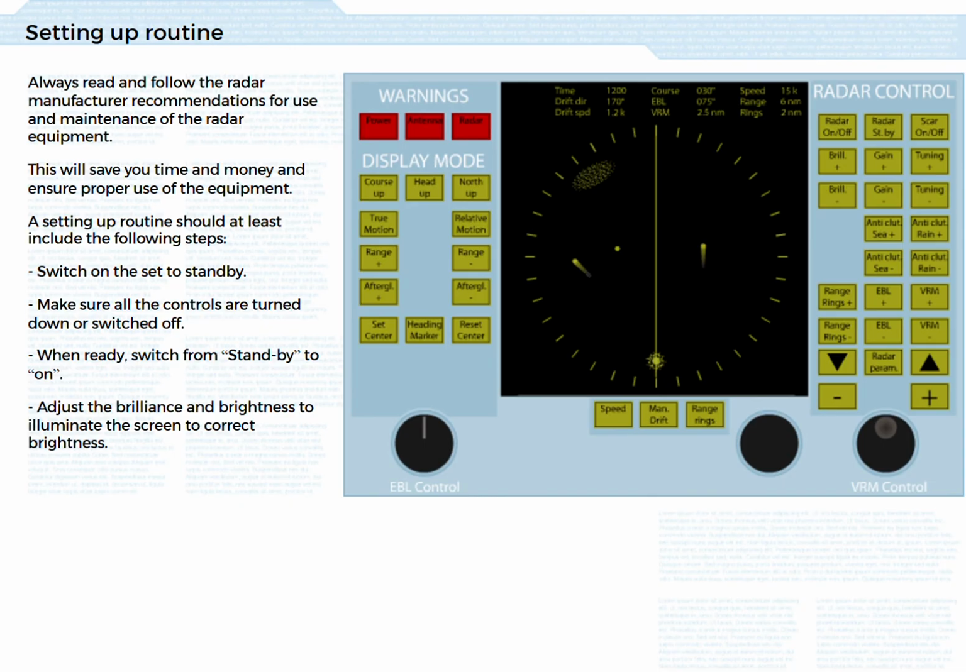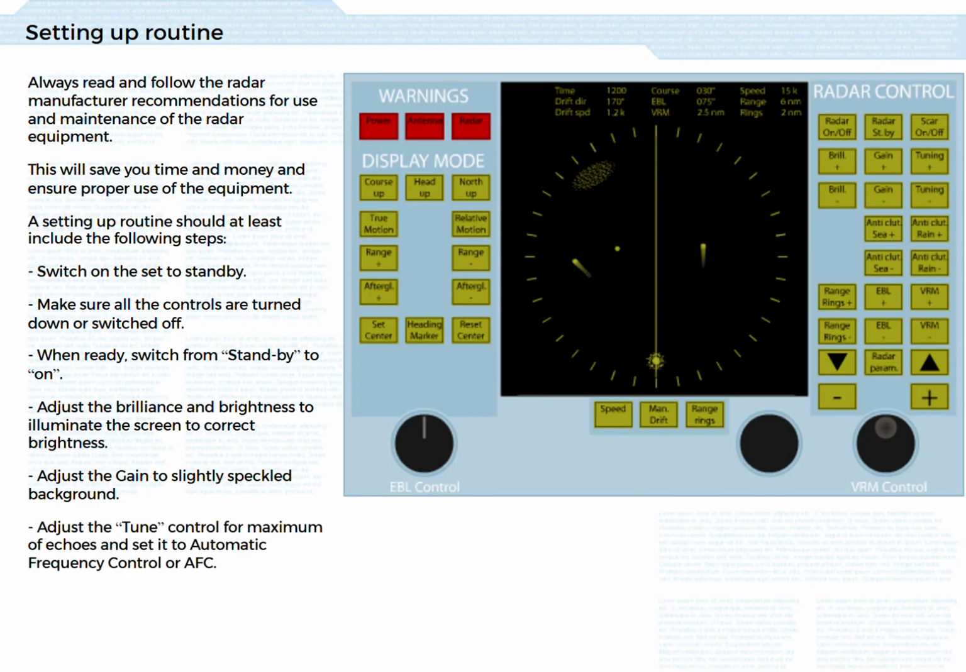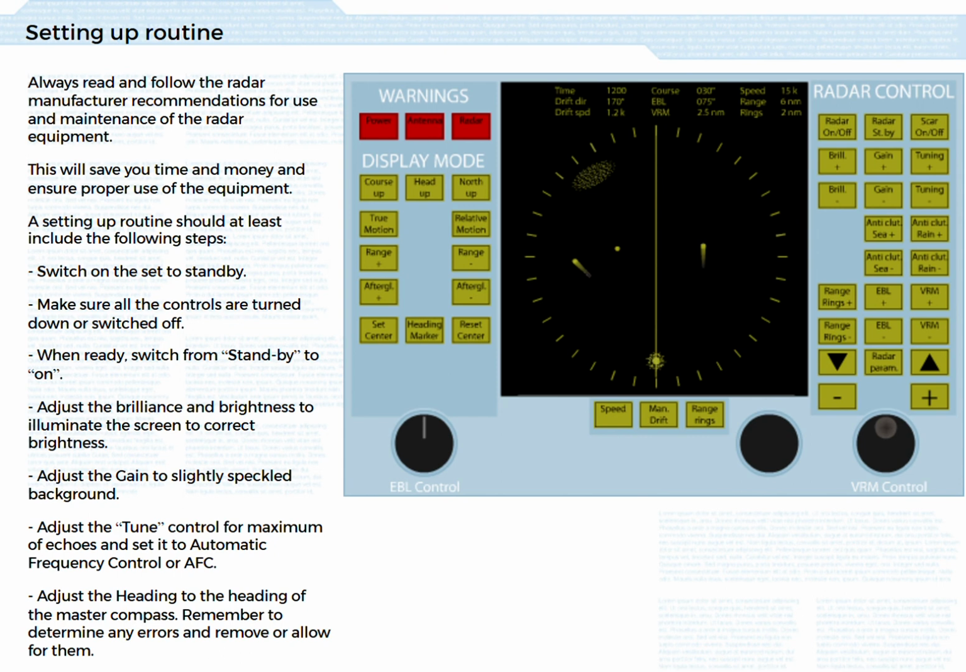Adjust the brilliance and brightness to illuminate the screen to correct brightness. Adjust the gain to slightly speckled background. Adjust the tune control for maximum of echoes and set it to automatic frequency control, or AFC. Adjust the heading to the heading of the master compass. Remember to determine any errors and remove or allow for them. Select the desired display mode.